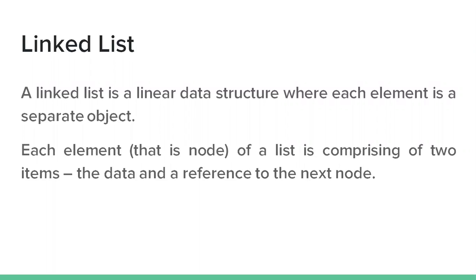So a linked list is a linear data structure. Many times the question will be asked: what is a linked list? Is it a linear data structure or a non-linear data structure? We say that a linked list is a linear data structure where each element is a separate object. Each element is also known as a node. Each element of a list comprises two items, the data and a reference to the next node.